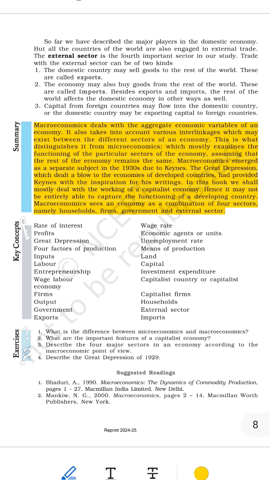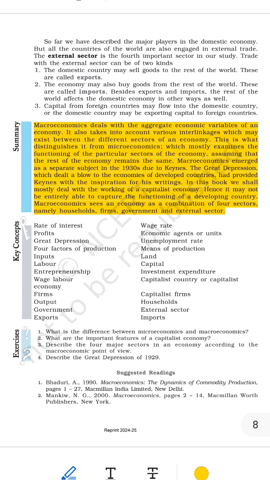Macroeconomics deals with the aggregate economic variables of an economy. Macroeconomics is a big word. Let's break it. Macro means big, economics means the study of money, jobs, business, and goods. So macroeconomics studies big things about the whole country's economy. Aggregate means total or overall. Economic variables are things like total money, people's income, total goods made (production), total jobs (employment), total prices of things.